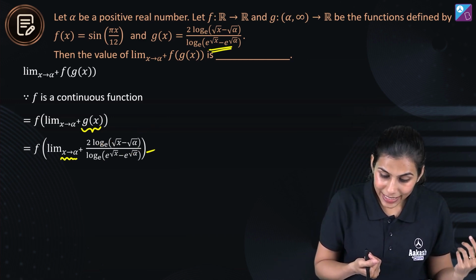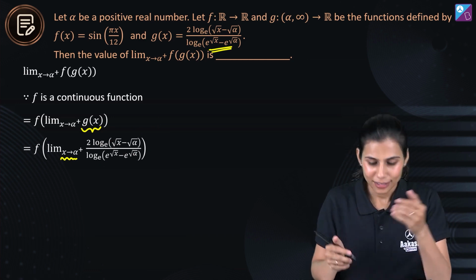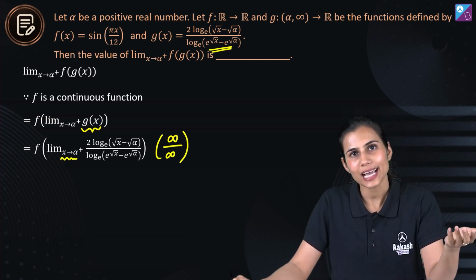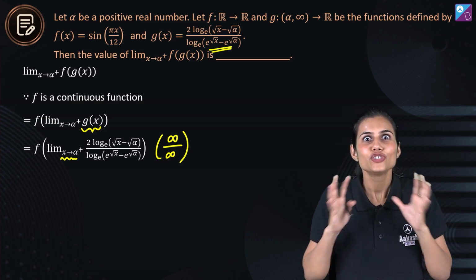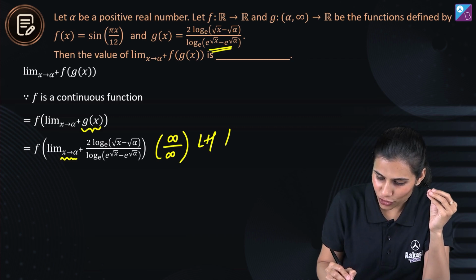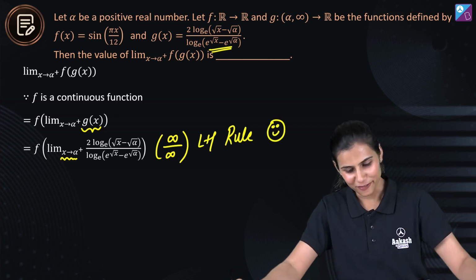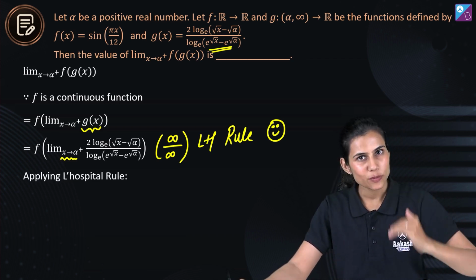That means your complete expression is delivering what as the limit? The limit is of the form minus infinity by minus infinity, which is as good as infinity by infinity. And this is going to shout out for the application of the LH rule. Correct? Our favorite, your favorite, my favorite. So let's get started. I will quickly differentiate the numerator as well as the denominator.